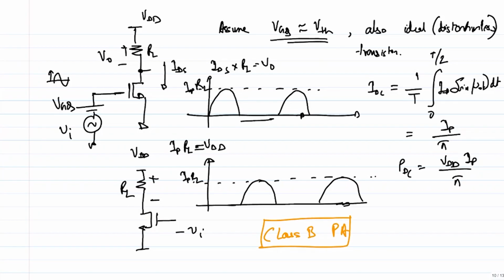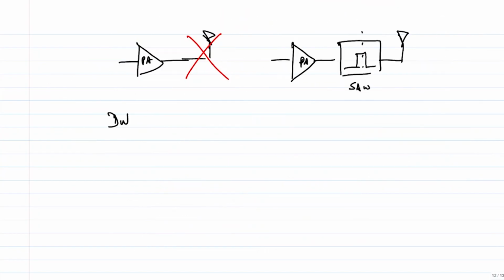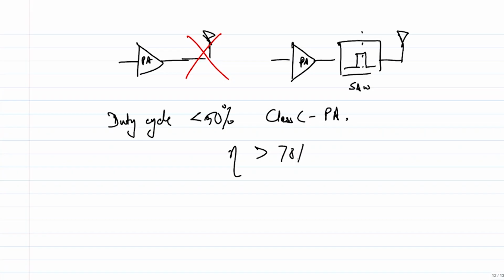If you reduce the duty cycle, it looks like you are gaining in efficiency. So the better thing might be to push our luck further, and instead of having 50% duty cycle, we push for lower than 50% duty cycle, right? So if I push for duty cycle less than 50%, these are called class C PA. So they have an efficiency of greater than 78%. I'm not proving this, but you can do the math. It's basically the simple math as we have done till now.